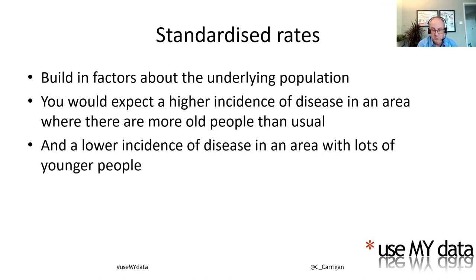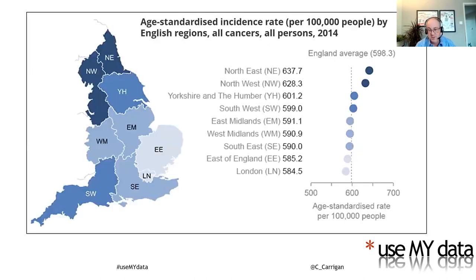And it lets you do a much more sensible comparison of one area of the country versus another area of the country. For instance, this is something that ONS produced, and this is again looking at all cancers diagnosed, but this has got the age standardized incidence rate per 100,000 people. So this is a more accurate reflection of reality. And again, it shows that the age standardized rate in the Northeast is much higher than it is in London.